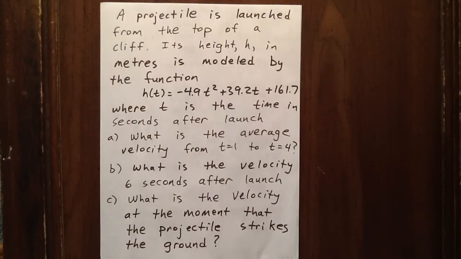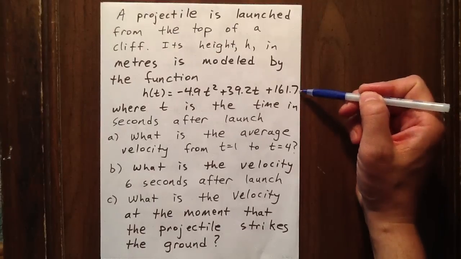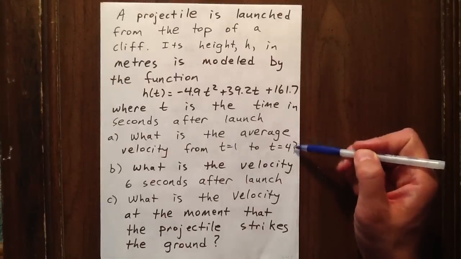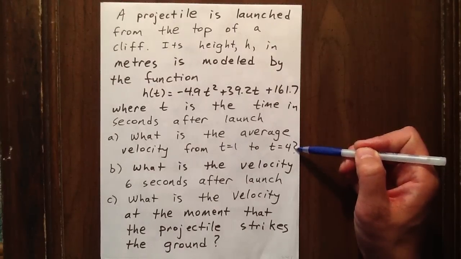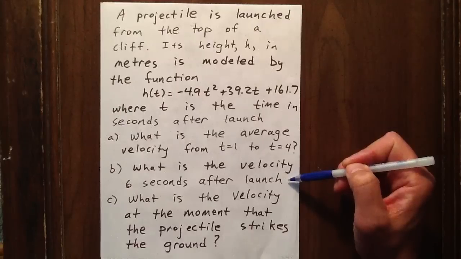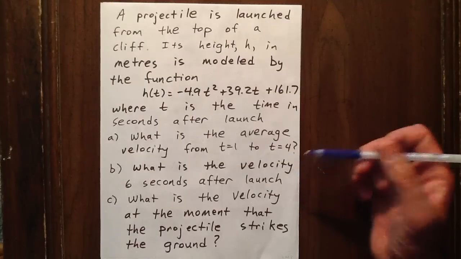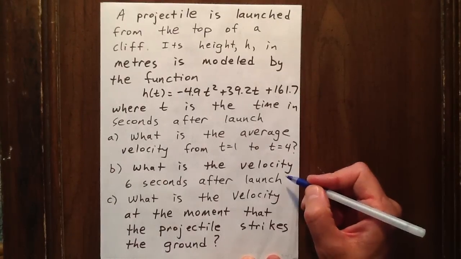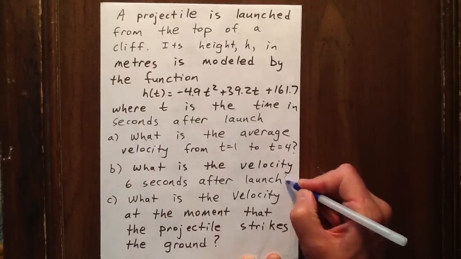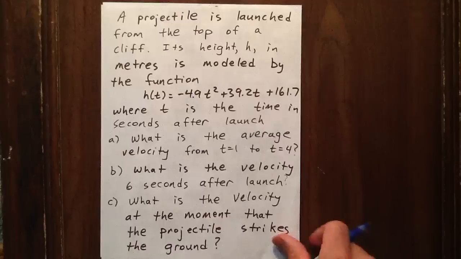This is a projectile question, and we have a projectile launched from the top of a cliff with a height versus time function given by this. We want to know the average velocity from a time of 1 second to a time of 4 seconds. We want to know the instantaneous velocity 6 seconds after the launch, and we want to know the velocity at the moment the projectile strikes the ground. And I'll just add a little question mark there.